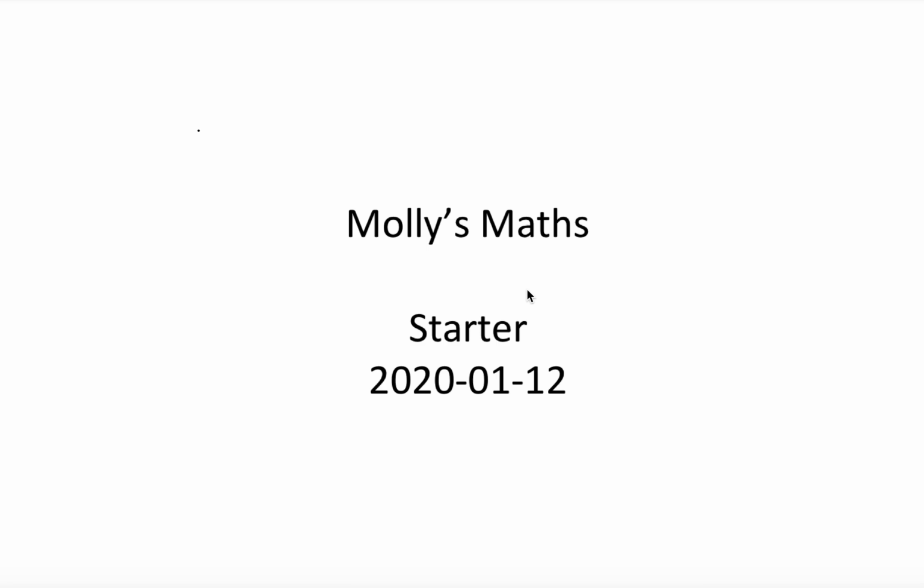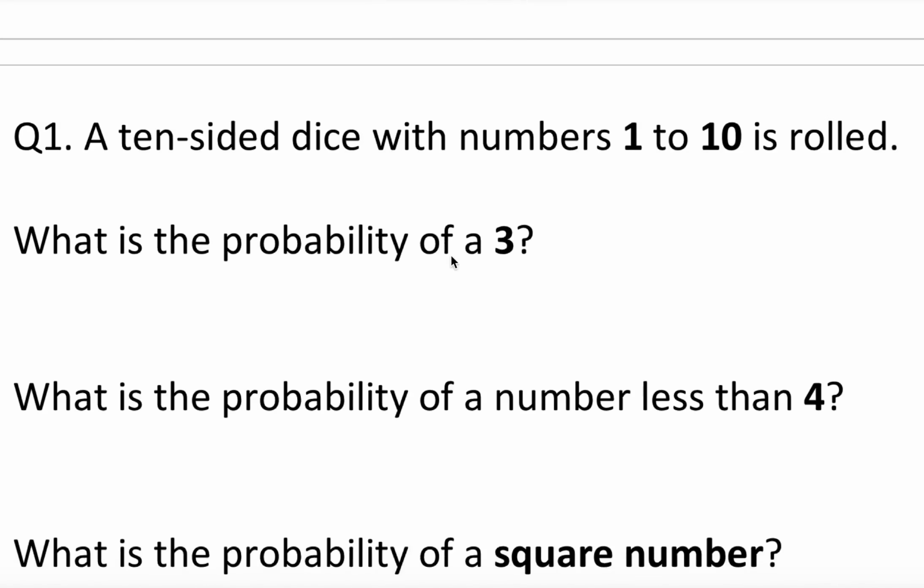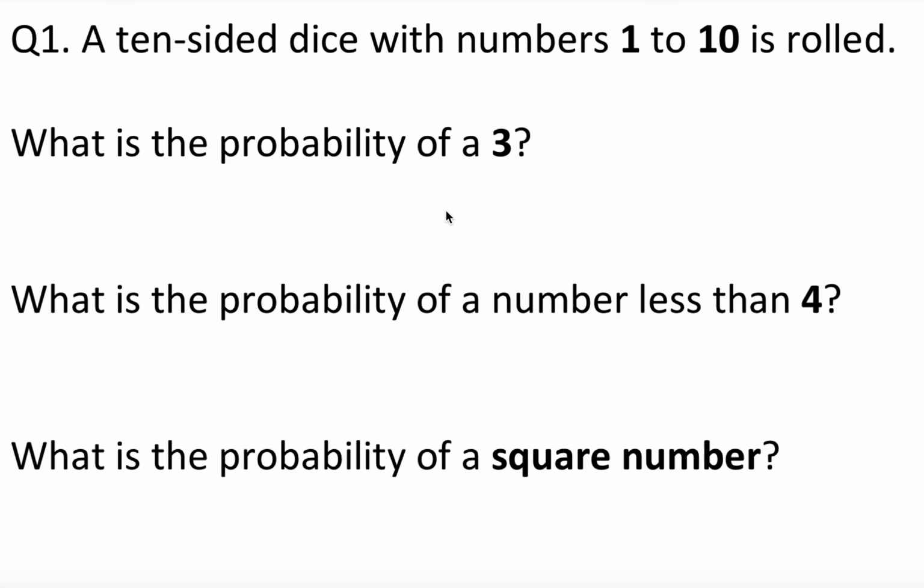Let's move on to question one. I think some of the questions today are going to be quite challenging. Right, question one. This is really about a dice. A normal dice has six numbers, but for this question we've got a 10-sided dice with numbers 1 to 10 that is rolled. So, what is the probability of rolling a 3?